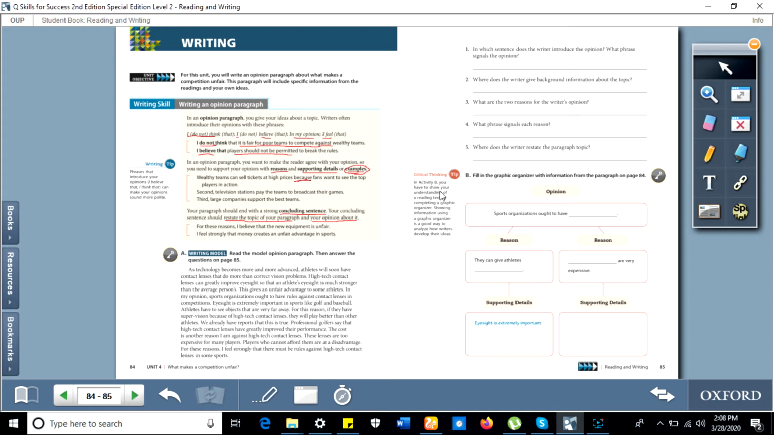Right, so that's how you can do this activity. Next, fill in the graphic organizer with information from the paragraph. You need to fill in the information, like the opinion, right? So where's the opinion?